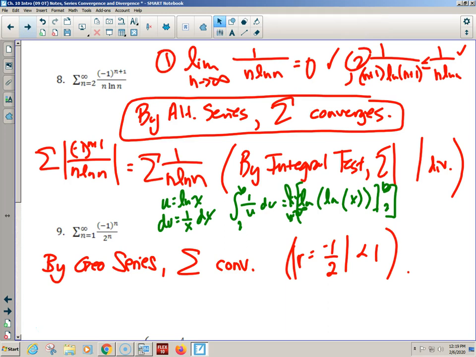Can't I rewrite the -1 to the n over the 2 to the n as -1/2 to the n, and r is equal to -1/2, which is less than 1? Well, whose magnitude is less than 1, hence the absolute value.